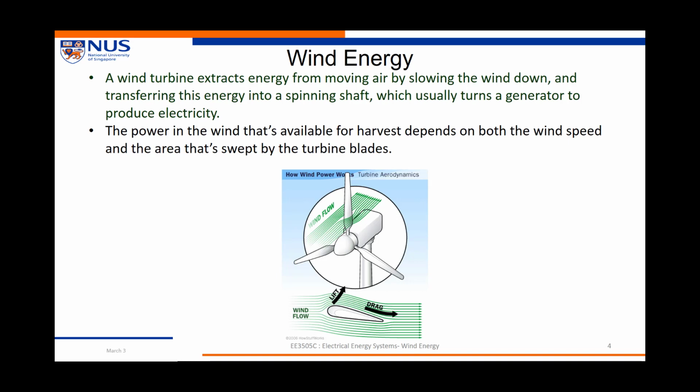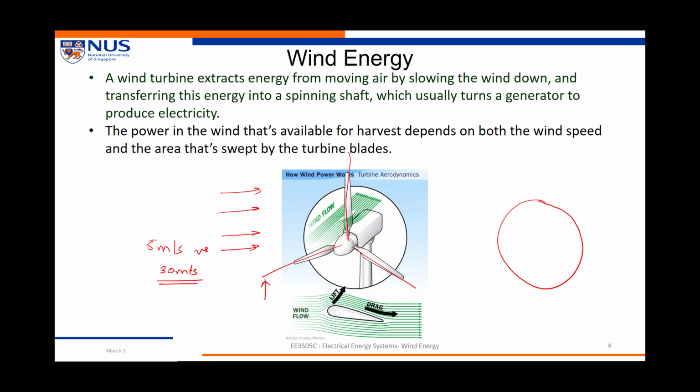The power in the wind that's available for harvest depends on both the wind speed and the area swept by the turbine blades. For example, if the wind is quite fast, let's say 30 meters per second, which would produce more energy? The 30 meter per second wind. And if I have a larger diameter, a much larger wind turbine, this turbine would produce much more energy compared to the smaller turbine here.